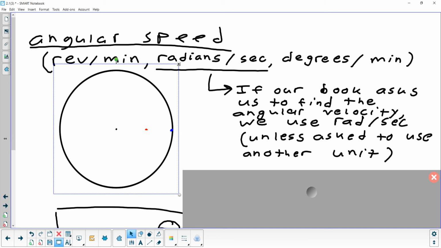So sometimes you might see a problem that says find angular velocity, and they don't tell you what to do. So should I use seconds? Should I use minutes? What should I use? I'm telling you, if they don't say anything, stick with radians per second. If they ask you to do something else, like they say find the speed of the object in revolutions per minute, then do what they're asking.